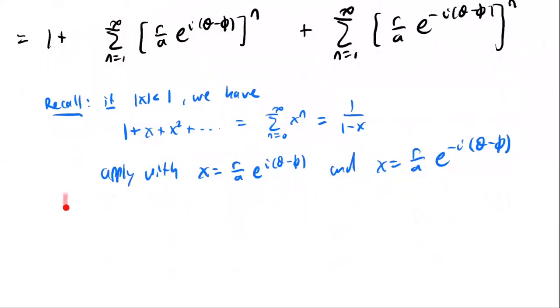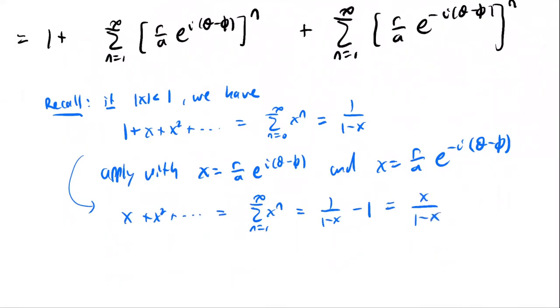So in particular, if we want to start with n equals 1, this says that x plus x squared plus et cetera, which is the sum from n equals 1 to infinity of x to the n, is equal to 1 over 1 minus x, minus 1. And you can see that this simplifies to x over 1 minus x. And so this is the formula we're going to use.